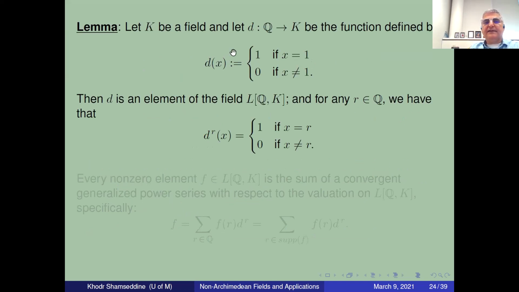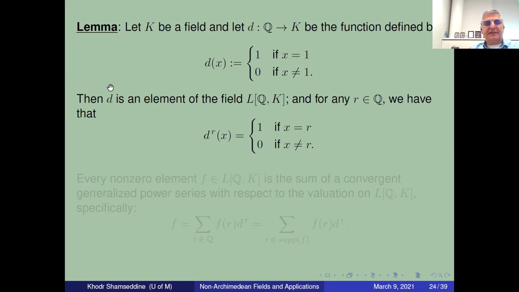Given a field K, take this map d from Q to K defined by d of x equals 1 if x equals 1 and 0 if x is not equal to 1. So this is a map that has only one support point at x equals 1. Then d is an element of the Levi-Civita field L of Q K. And for any r, d r of x is given by 1 if x equals r, and 0 if x is different from r. This is also an element of the Levi-Civita field.